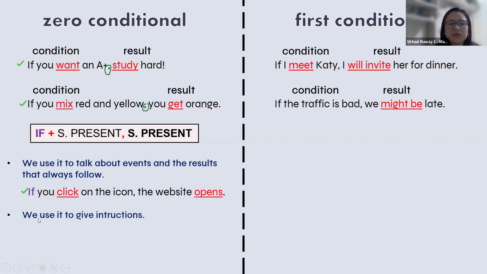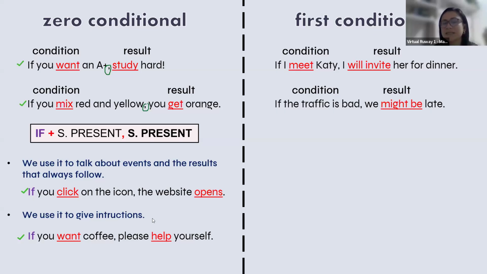We also use it to give instructions. For example, if you want coffee, please help yourself. Right? También, si voy a dar instrucciones, órdenes, le voy a decir a alguien que haga algo, también utilizo el zero conditional porque estamos usando imperatives. Right? If you want coffee, please help yourself. Si deseas café, por favor, sírvete. Right? Recuerda, si vas a dar instrucciones con el zero conditional, tu resultado no necesita mencionar al sujeto. De frente vas con el verbo, en este caso help, right?